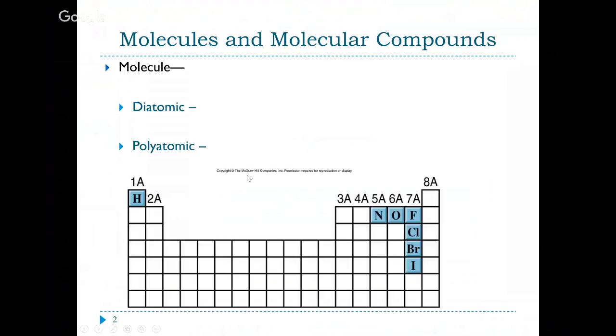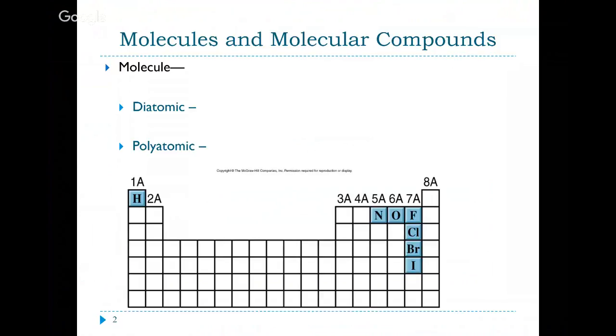But we see here that in what we call diatomic molecules, meaning two, we're talking about two of the same atoms. And these are how these particular elements exist in nature. So I have those highlighted: hydrogen, nitrogen, oxygen, fluorine, chlorine, bromine, and iodine. So this means that their elemental form is H2, N2, O2, F2, Cl2, Br2, I2. They are never found alone in nature. They always have their buddy with them.